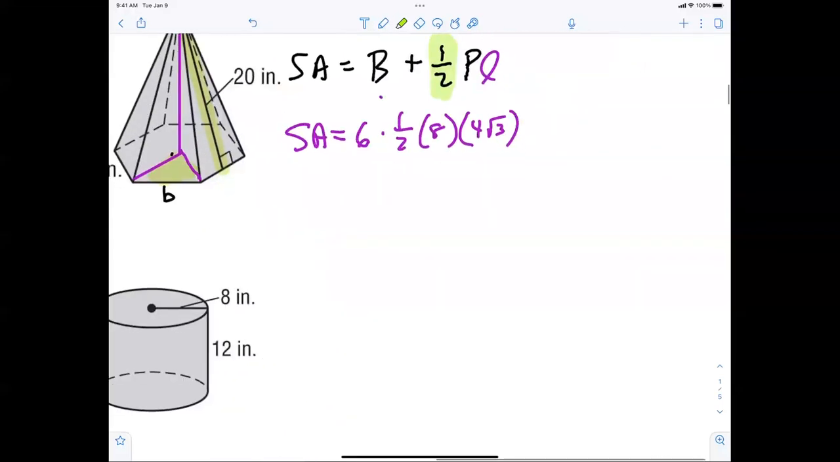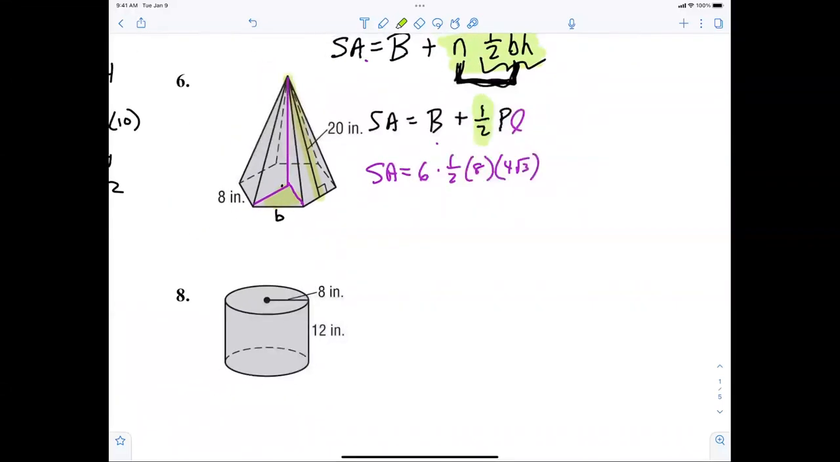So now I have 6 times 1/2 times 8 times 4 radical 3. That takes care of what? What is this taking care of? Area of the base.